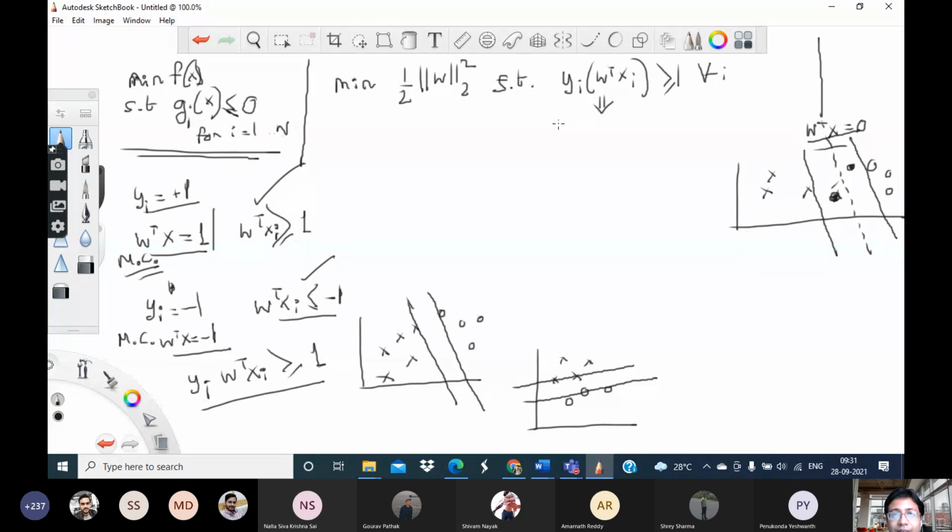Sir, also we won't always get the -1 to 1 range, right? That is what I said about the margin. If not, then you have to scale the points so that you get it.